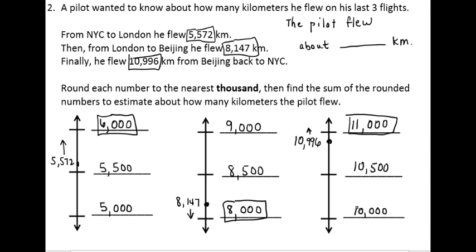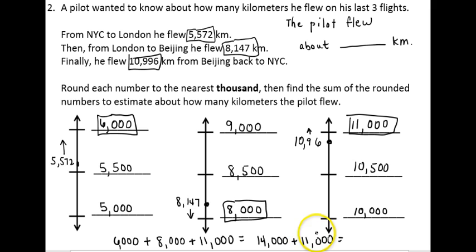So I know the 3 numbers now that are rounded to the nearest thousand, but I still need to find the sum of those. I need to find 6,000 plus 8,000 plus 11,000. Well, 6,000 plus 8,000 would be 14,000 plus 11,000. Well, 14,000 plus 10,000 would be 24,000, and one more thousand onto that would be 25,000. That means that if we round our numbers to the nearest thousand, the pilot flew about 25,000 kilometers.